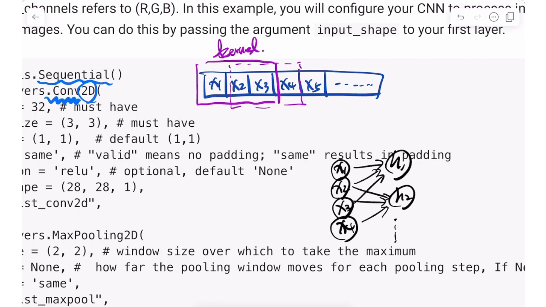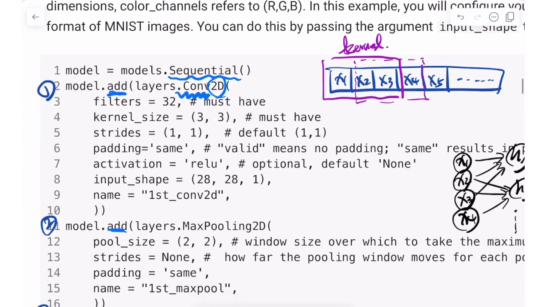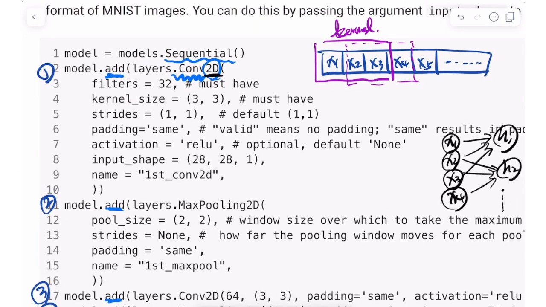Okay, so only part of the links will be connected from the input layer to the hidden neuron. Here we have a 2D convolution because we have an image. The image is 28 by 28. So first, we set the filters. The filters right here means kernels. I want to have 32 different kernels, and each kernel's size is 3 by 3. And the stride is 1, 1.